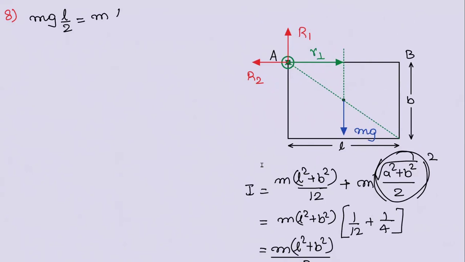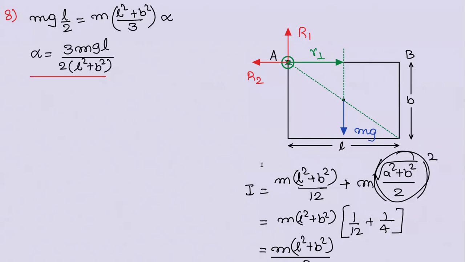So M into L square plus B square by 3 into alpha. So you got the alpha value. Alpha is equal to 3mgL by 2 into L square plus B square. We got the alpha, right? Good. After getting alpha, what to do? Calculate acceleration of center of mass. Let us remove these two because unnecessary, no more required.